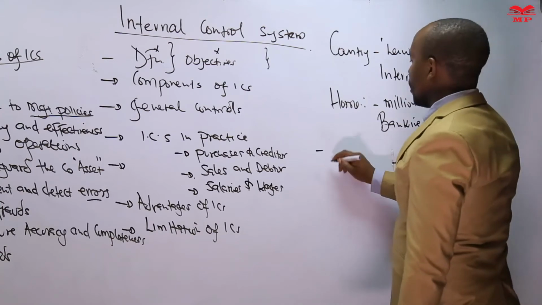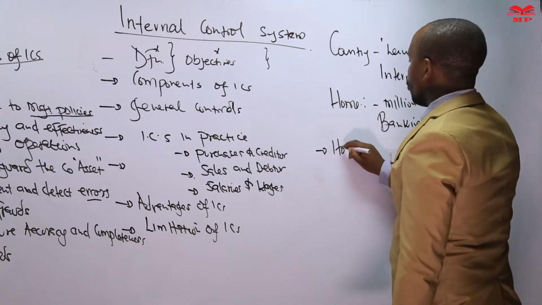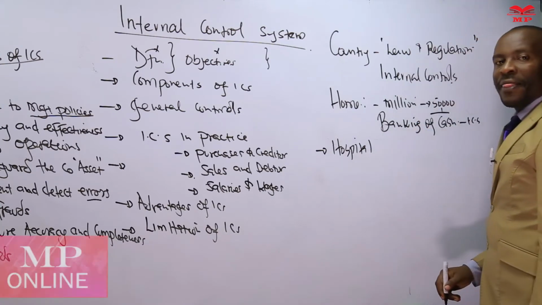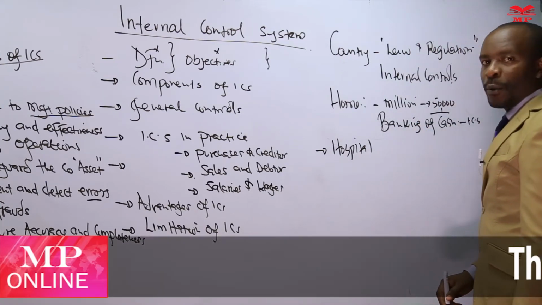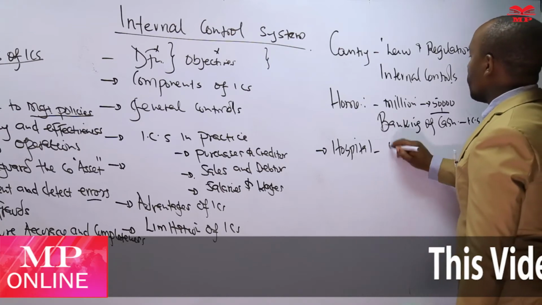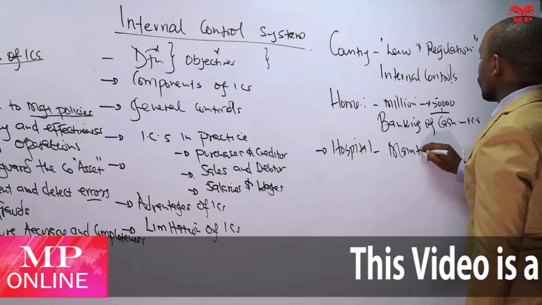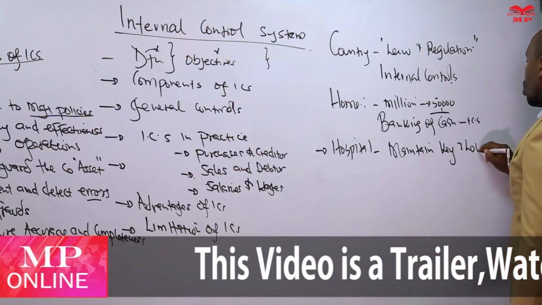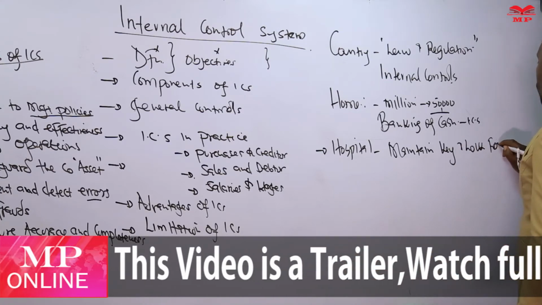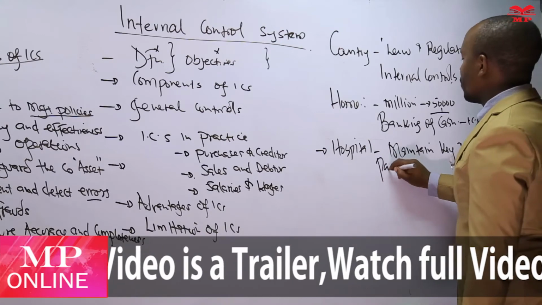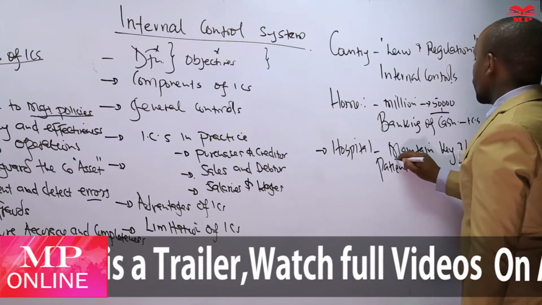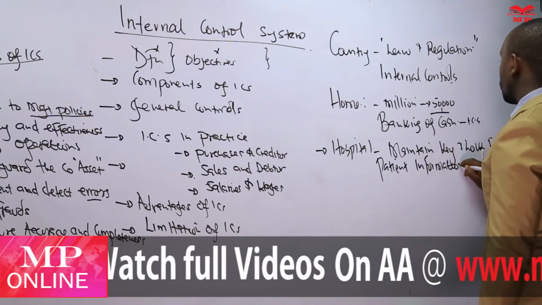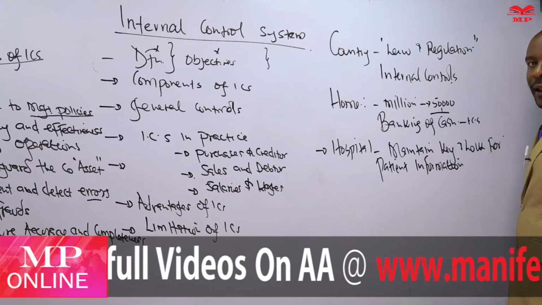If you have maybe a hospital, you should have a what? You should know the controls in a hospital. For example, the data in the hospital should not be shared with outsiders. So we can say maintain key and lock for patient information. Never share any patient information because it's supposed to be kept confidential.